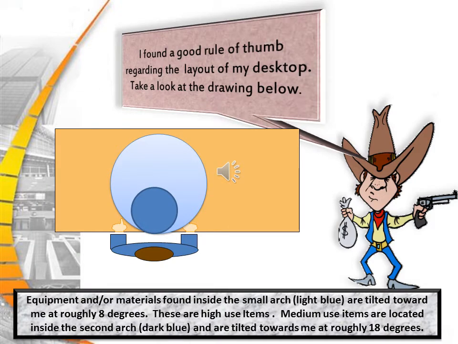Here we can see equipment and or materials found inside the small arc, the light blue, are tilted toward the operator. These are high use items. Medium use items are located inside the second arc, dark blue, and are shifted toward the operator at 18 degrees.